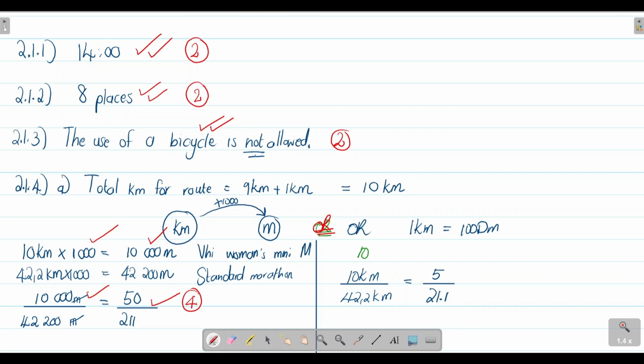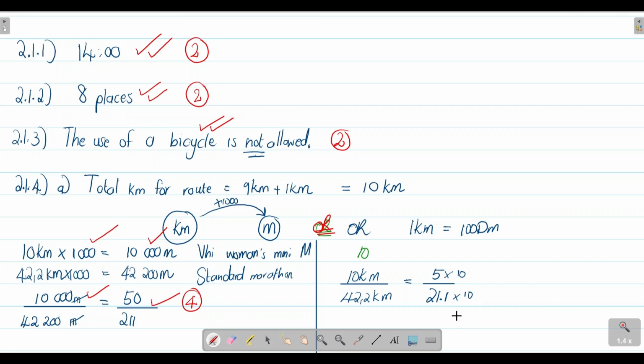But we cannot leave our answer there in the denominator. Our denominator is the number in the bottom of our fraction. We cannot leave that number as 21.1. So what do we need to do to get rid of that 0.1? You need to multiply both the numerator as well as the denominator by 10. Why are we multiplying both the numerator and the denominator by 10? It's because we want to get rid of that point 1.